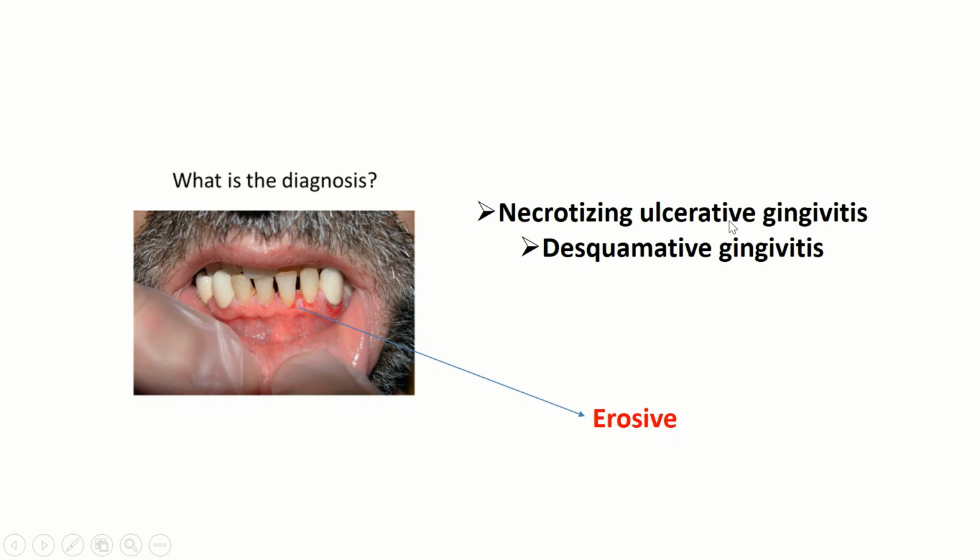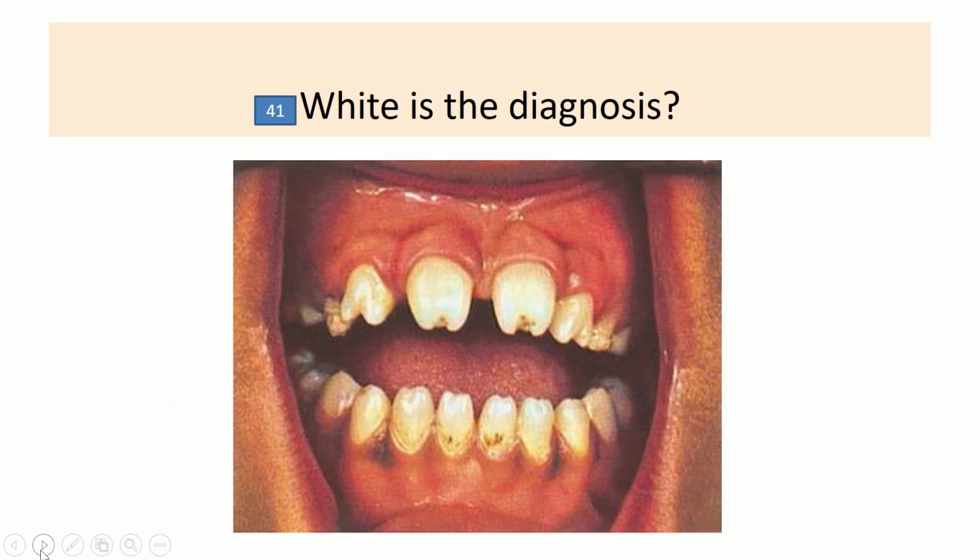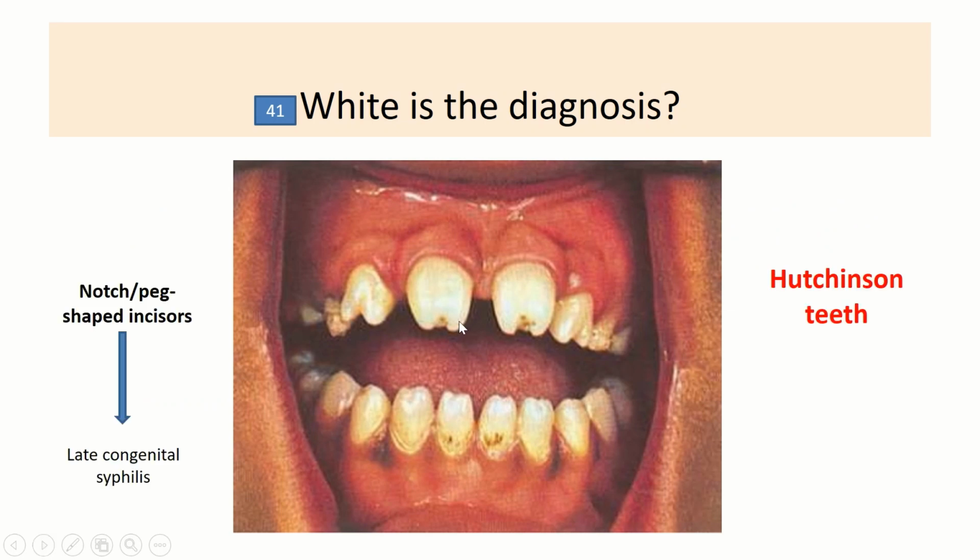The term desquamative gingivitis is a general term for immunobullous diseases that are associated with oral lesions. These two diagnoses are very close to each other. And here, what's the diagnosis? These teeth are indicative of Hutchinson teeth as notched peg-shaped incisors as a manifestation of late congenital syphilis.